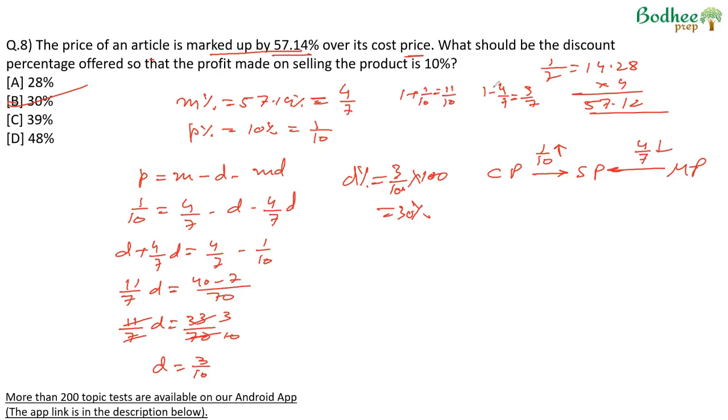What should be the discount? Markup is 4 by 7, not discount. So, my bad. The markup is 4 by 7. Okay, 4 by 7 as a fraction. So we will assume the cost price and then from there we'll work.